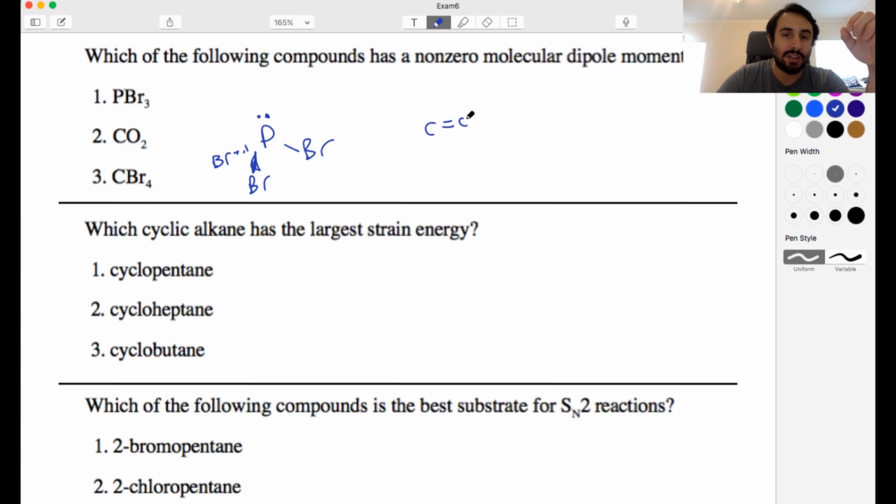CO2, on the other hand, has 2 double bonds. This is linear. And then CBr4 looks like this. That is, again, tetrahedral.